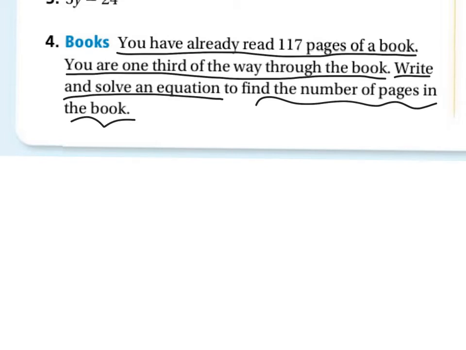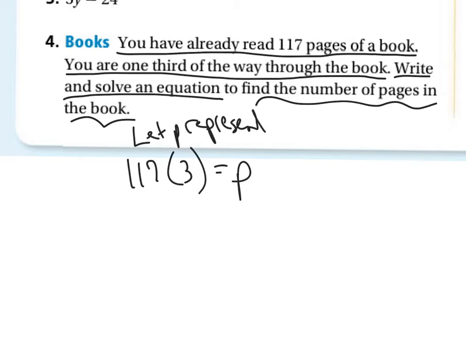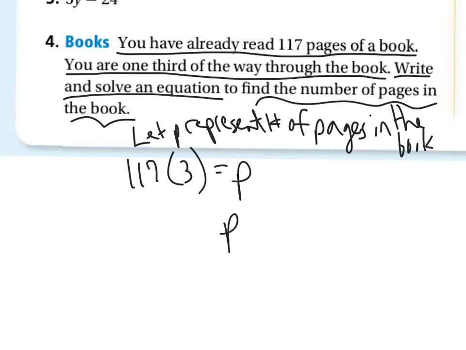So one way of doing this is we could say if we're 1/3 of the way through the book, then we need to read 3 times that amount. So 117 times 3 equals P could be an equation. We could say let P represent the number of pages in the book. And then this one, the variable is actually already by itself, so we can just multiply those together, and we would get 351 pages.